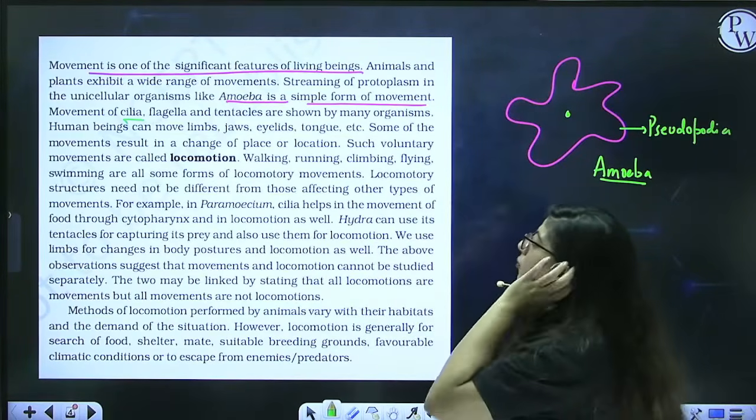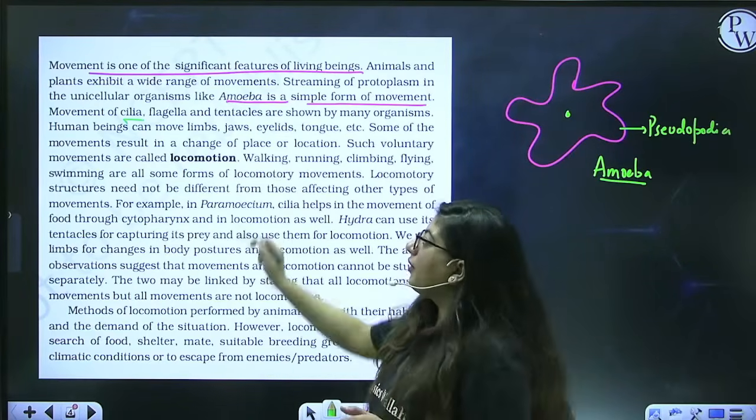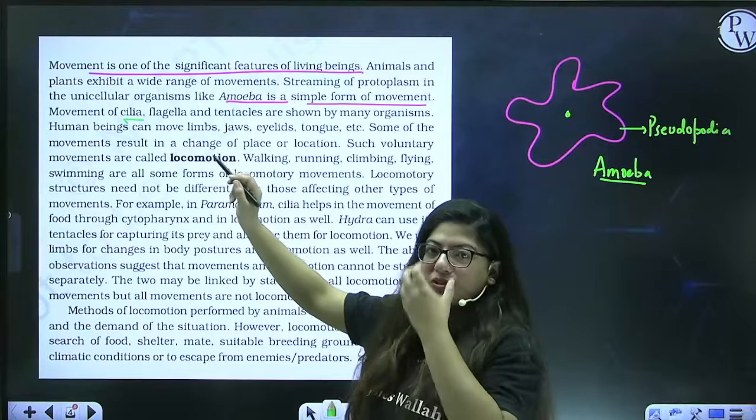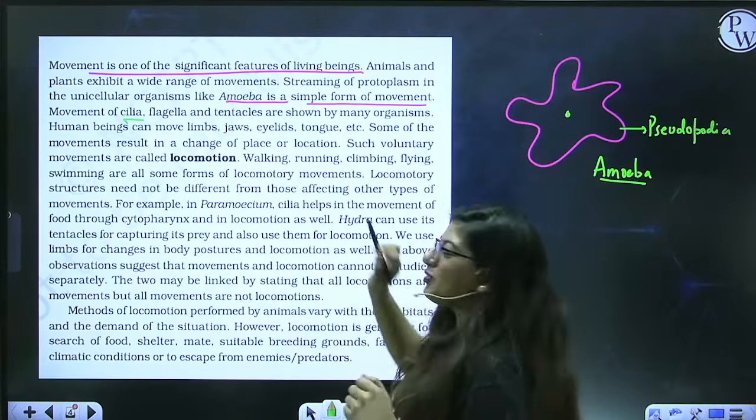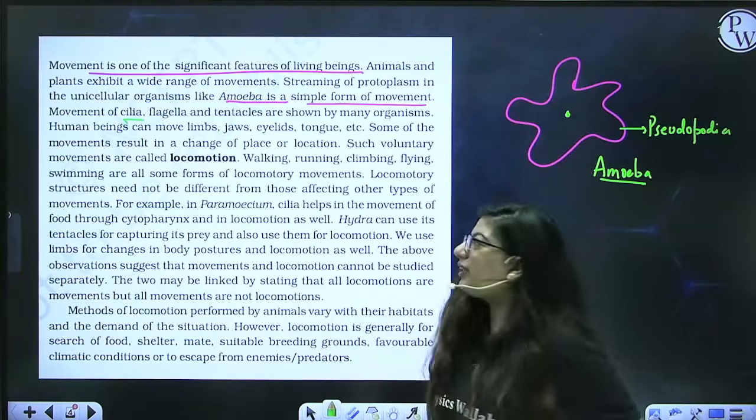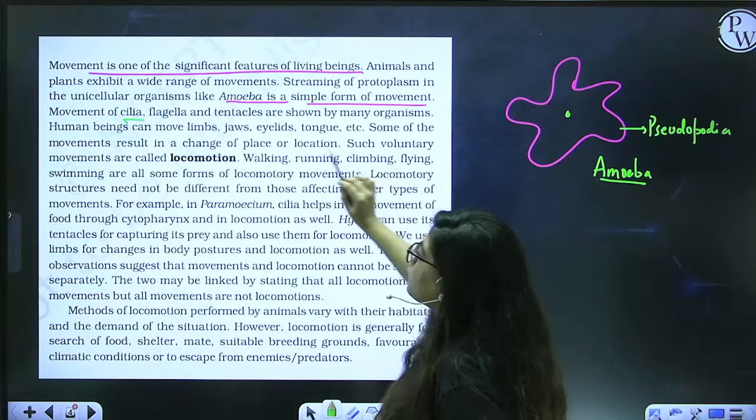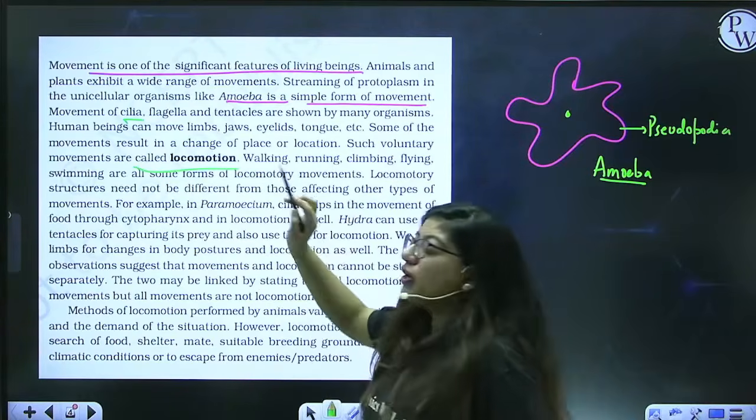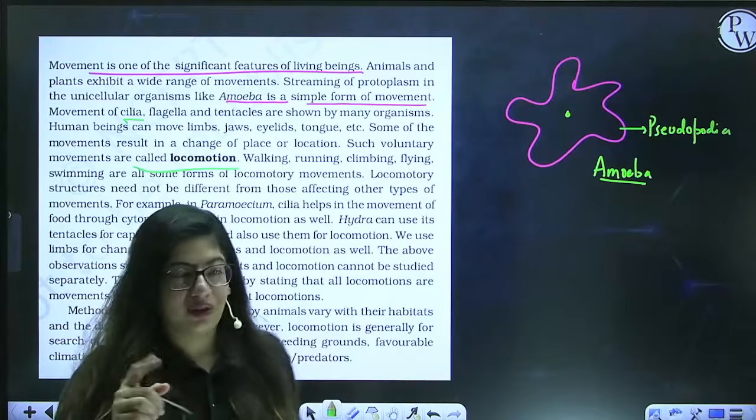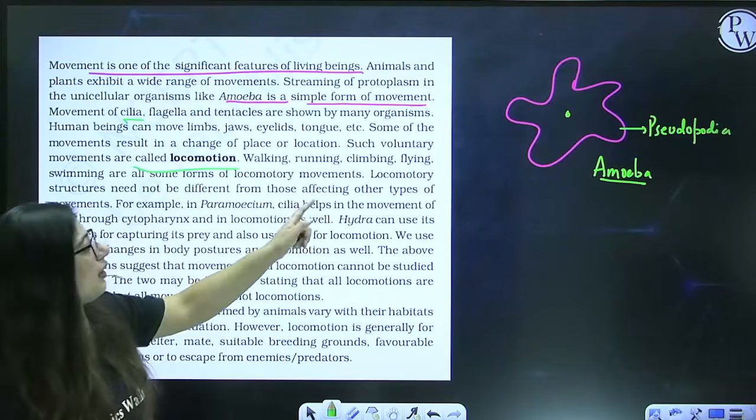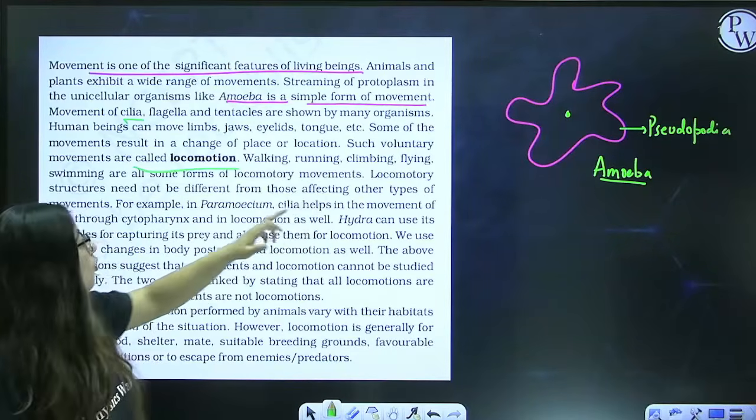Human beings can move limbs, jaws, eyelids, tongue, etc. Right now, I am doing all that. I'm also moving my lips, my jaws, my eyelids, and my tongue. This is how I speak, right? Some of the movements result in a change of place or locomotion. Such voluntary movements are called locomotion. So any movement that can cause a change in position, you call it locomotion. Walking, running, climbing, flying, swimming are all forms of locomotory movement.